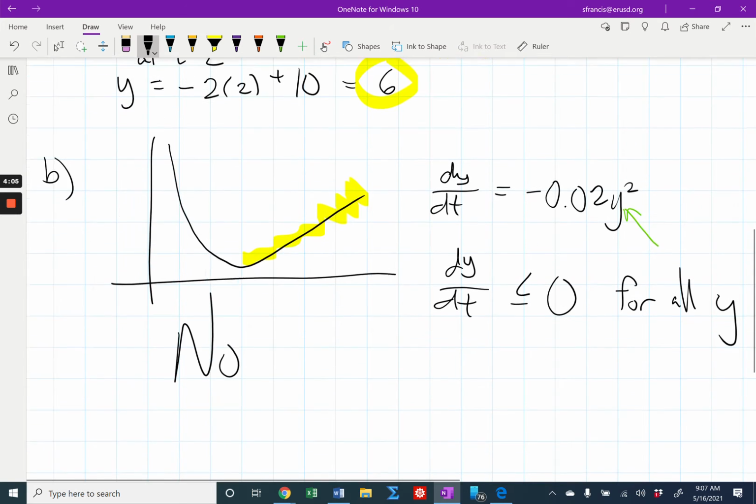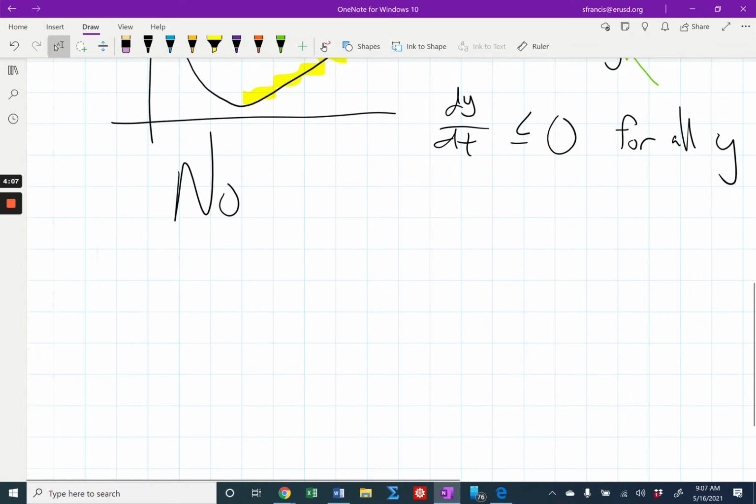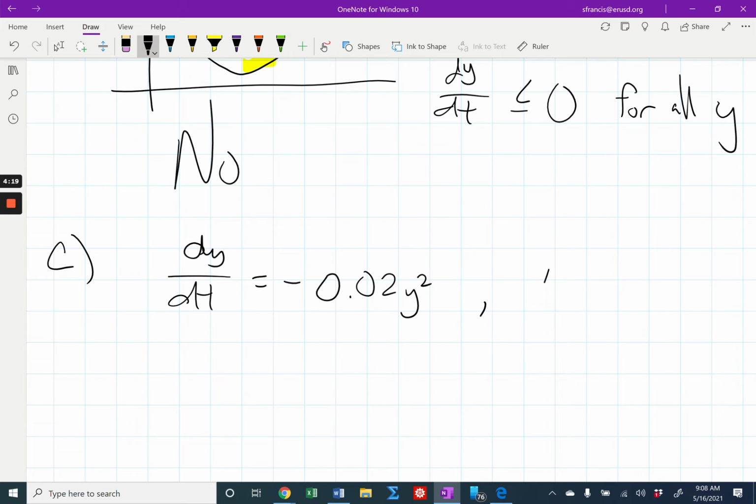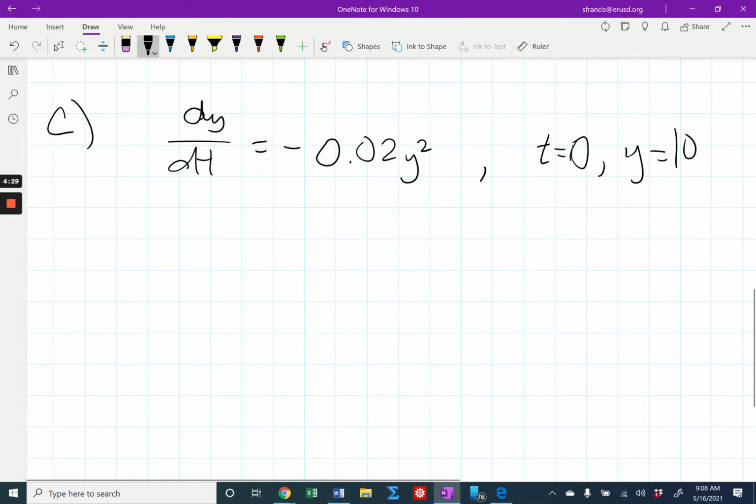The next part C, which is 4 points, is to solve the differential equation given with the initial condition that was given. So t of 0 and y of 10 correspond to a solution here. And so this is a separable differential equation. And so we got to bring the y's to one side and the x's to the other.